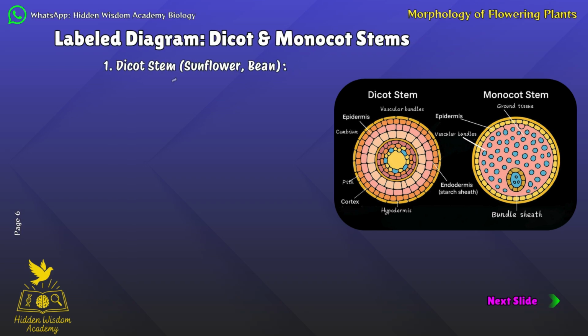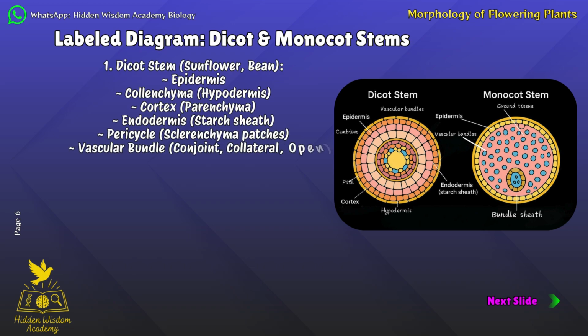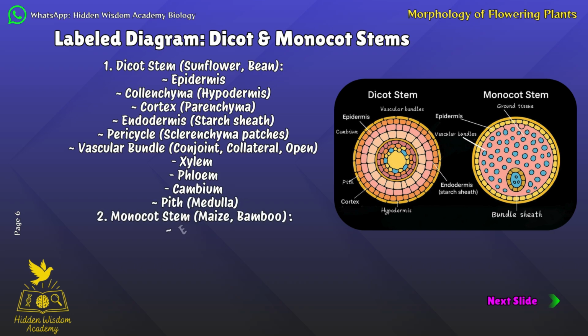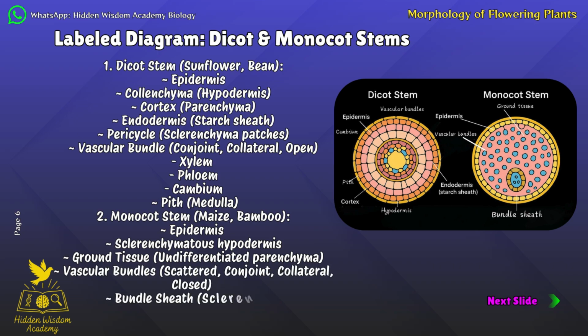Here is a labeled diagram showing the differences between dicot and monocot stems. In the dicot stem, notice the ring of vascular bundles with cambium present between xylem and phloem, which allows secondary growth. The pith is clearly visible in the center. In monocot stems, the vascular bundles are scattered throughout the ground tissue, with each bundle surrounded by a sclerenchymatous sheath. Cambium is absent, so secondary growth does not occur. The pith is not distinct, and the ground tissue is undifferentiated. Understanding these diagrams is crucial for NEET practicals and theory questions.